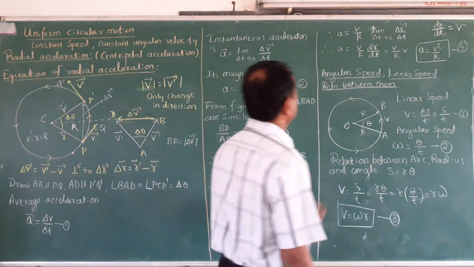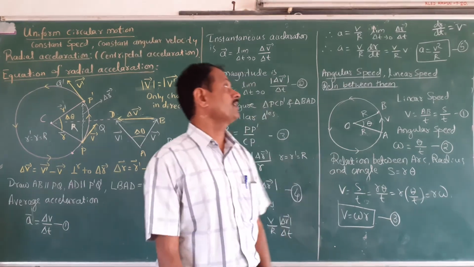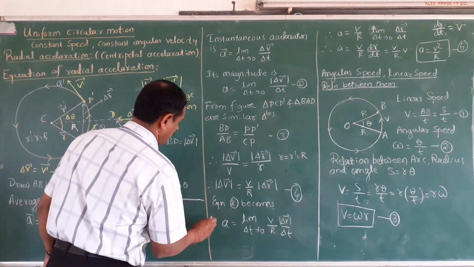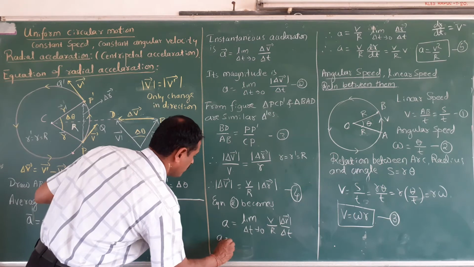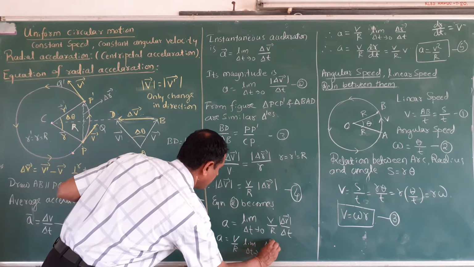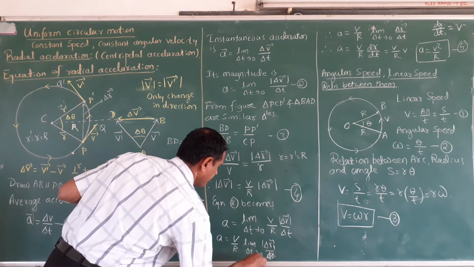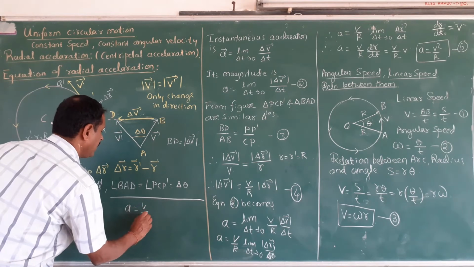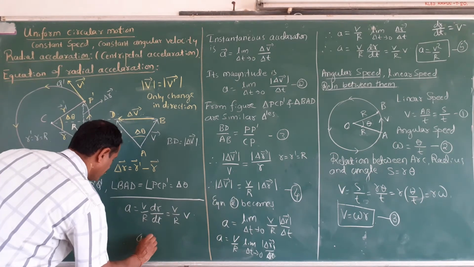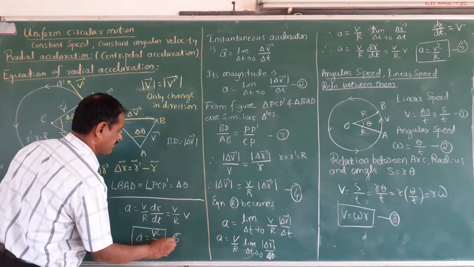Now see here. Angular speed, linear speed, and relation between them. It is a very important concept. Now finally, you got the expression here. A is equal to V by R, limit of delta t tends to 0, delta R by delta t. This is equal to V by R times dr by dt, which is V. So V square by R is the expression for the radial acceleration.